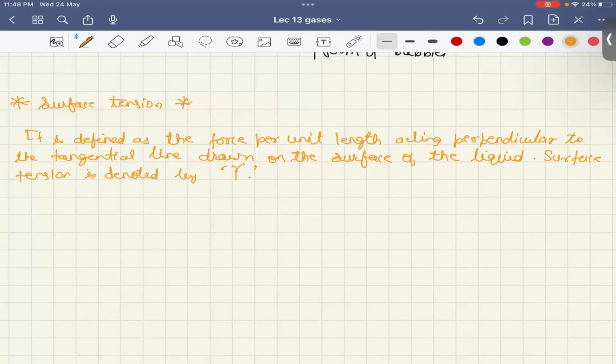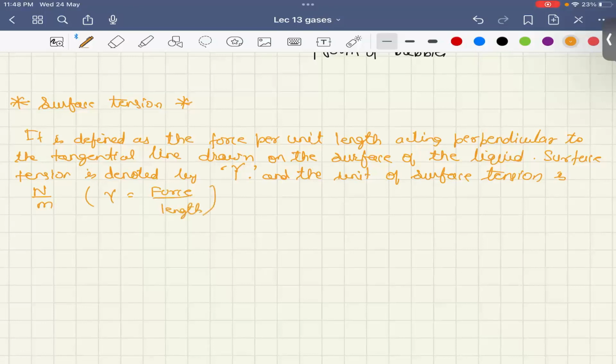And the unit of surface tension is Newton per meter, because gamma is nothing but force per unit length, right? So in this class we have studied the other well-known properties of the liquid, such as boiling, evaporation, vapor pressure, and surface tension.